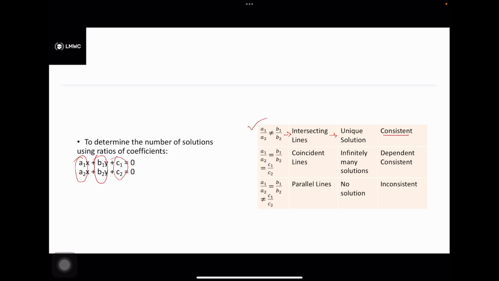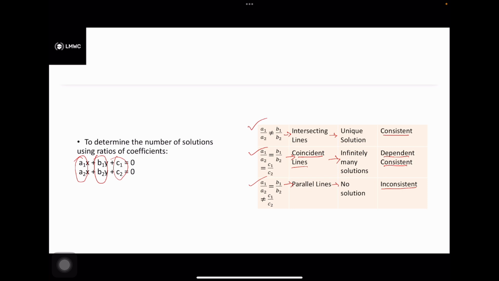Similarly, if you compare the ratios of the coefficients of x and y and the constant term, and you get that all the ratios are exactly the same, then you conclude that it will form coincident lines, and it will have infinitely many solutions, and they can be called dependent consistent. And the last one is if the ratios of x and y are similar, but they are not equal to the ratio of the constant term, then you conclude that they are parallel lines, and parallel lines have no solution, and they can be named inconsistent.